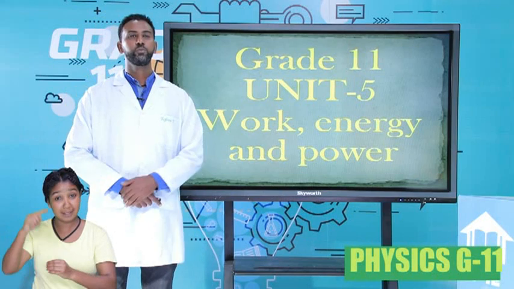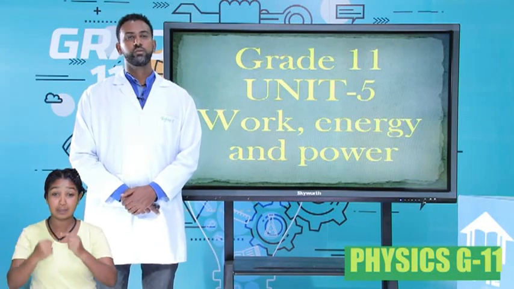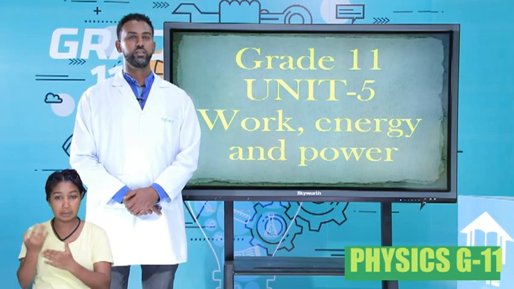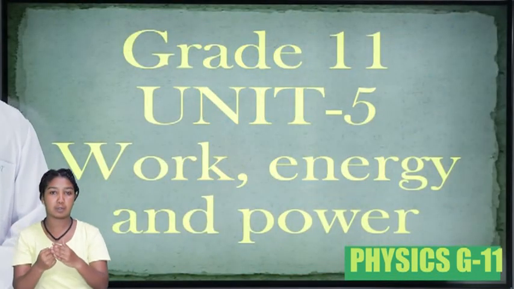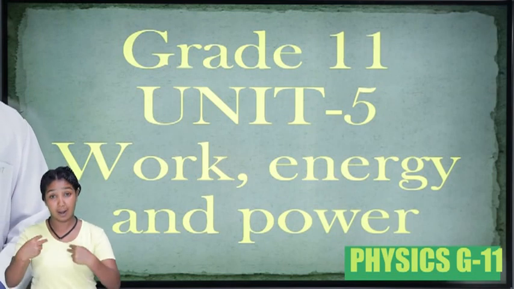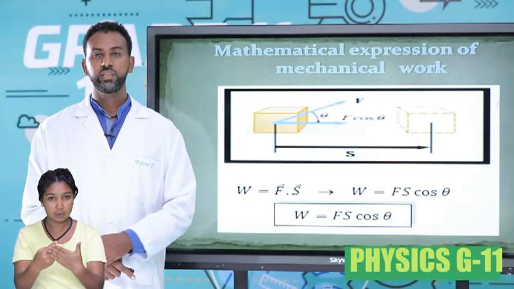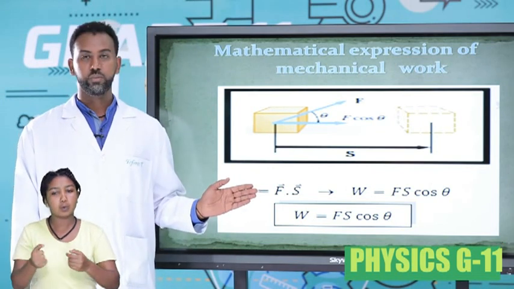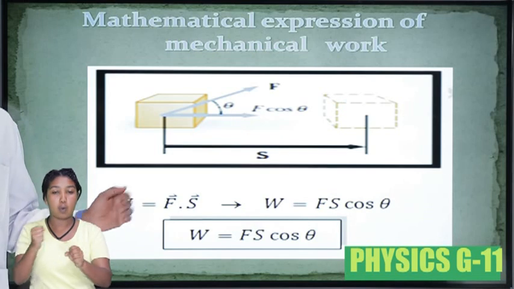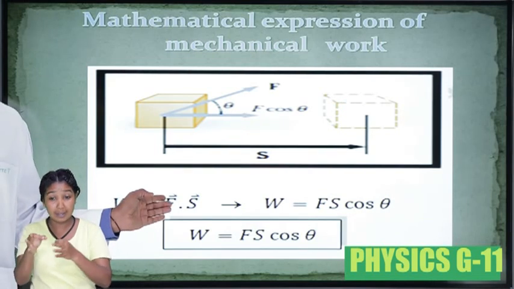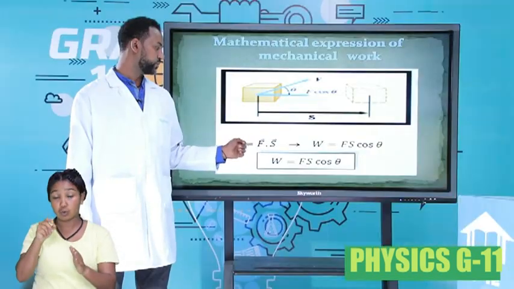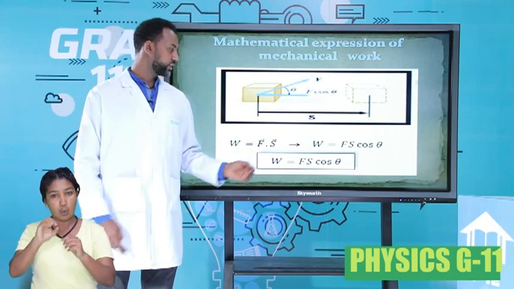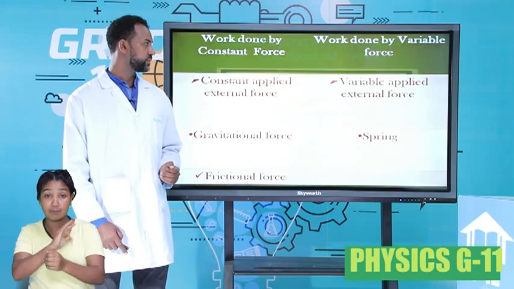I'm Tafarrat Babu. Today we are going to discuss work, energy and power, a grade 11 concept that we have already previously started to discuss. We have covered the mathematical expression of work. Previously we have seen how to represent mechanical work mathematically. Work can be expressed as F dot S, the dot product of two vectors. It can be expressed as Fs cosine theta, where theta is the angle between the force and the displacement.